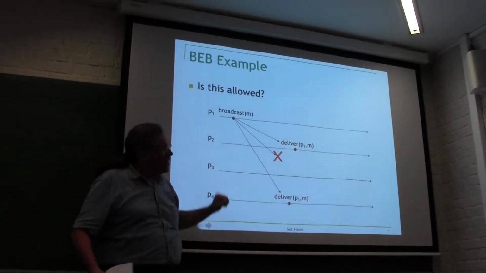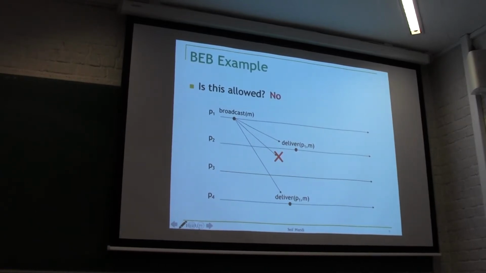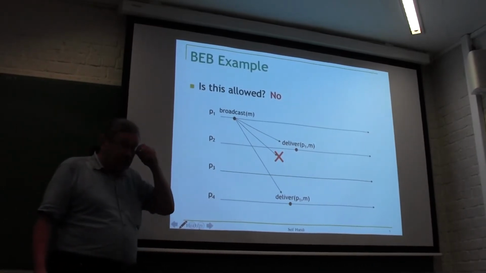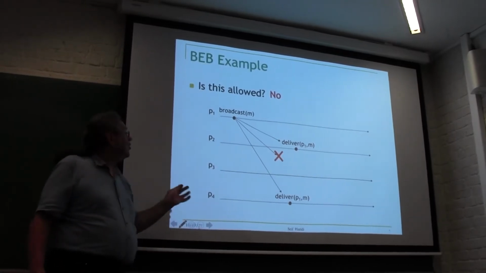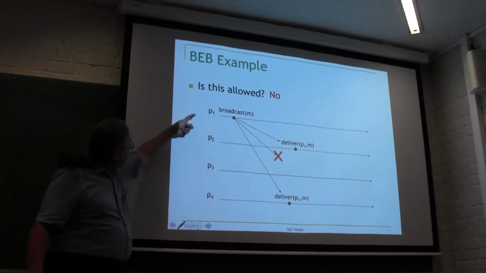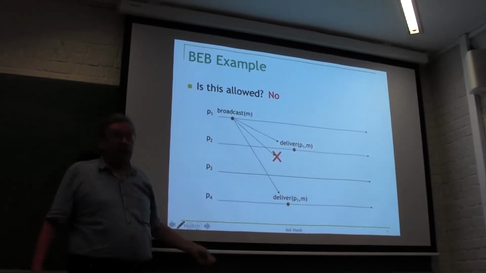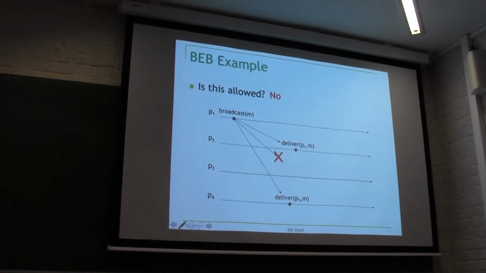So I'm going to give you lots of little things like that in today's lecture. I'm going to show you something, and then I'm going to ask you, is that allowed or not? So is this allowed? This is not allowed. Because in the best effort, if the sender is correct, then everything is good. That means all correct nodes are going to deliver. But here we have two correct nodes that are not delivering. So that's not good. That's not allowed. Okay?